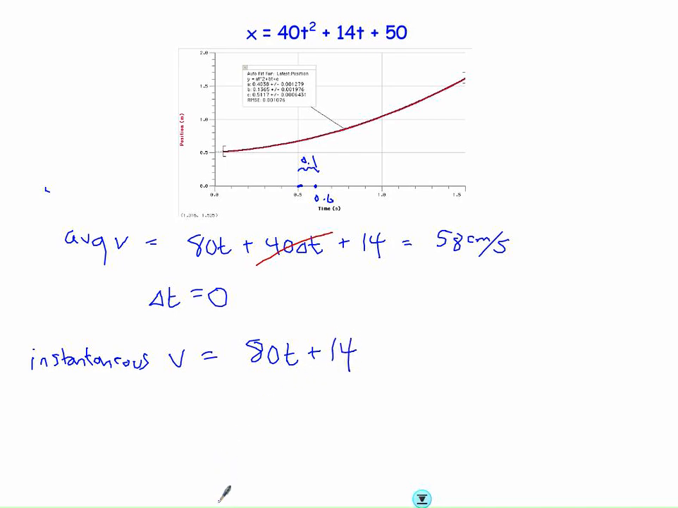And that's exactly what we got when we used our magic formula. 2 times 40 is 80. Reduce the exponent by 1, you get t. And then you're left with a 14 for the next term. And so that's the reason why. It just turns out that every time you do this method with the delta t, it always ends up the same as if you just use that quick and easy shortcut.